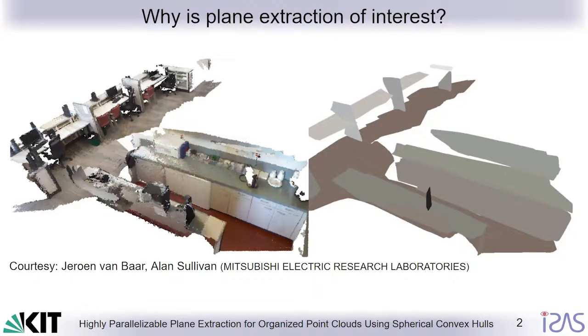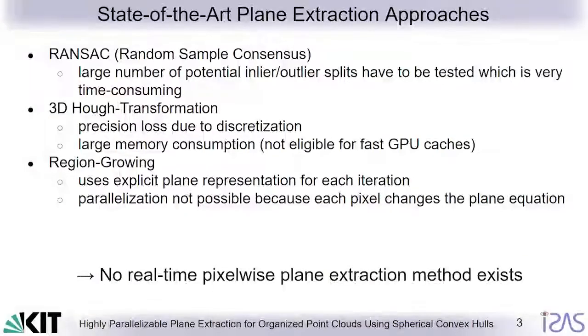All currently existing plane extraction approaches can be categorized into three classes. RANSAC approaches have to test large numbers of potential inlier-outlier splits of the input point clouds, which is very time-consuming and computationally expensive. Because the borders between planes are unknown, a hierarchical trial-and-error process is commonly used to first find these and then refine them. Even GPU implementations can only achieve less than 10 Hz on the full input resolution. Using the Hough transformation introduces a loss of precision because it works by voting in a discretized voting space. This voting space also requires large amounts of memory, which makes it no longer eligible to fit in fast GPU caches.